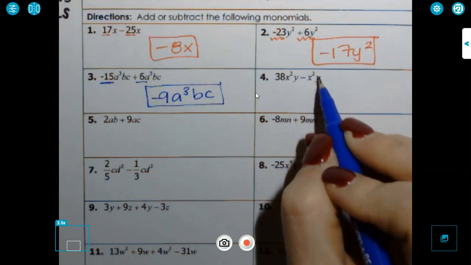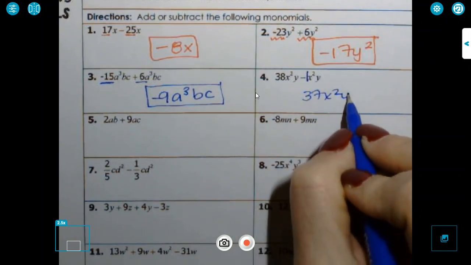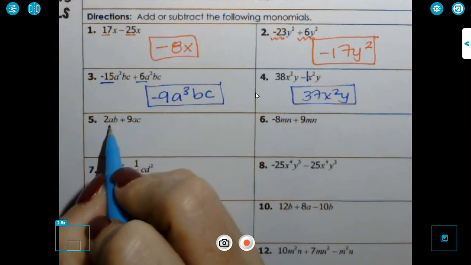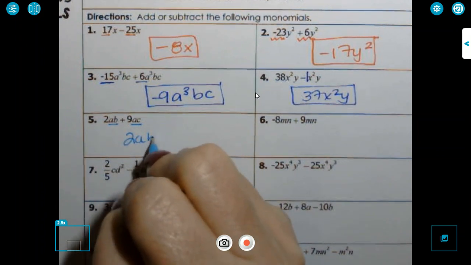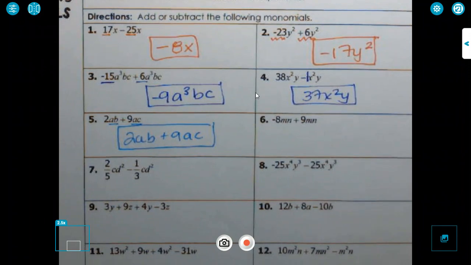38x squared y minus x squared y. So that's a 1. So they are the same. So it's just going to be 37x squared y. Okay, 2ab and 9ac. Okay, these are not alike. You've got ab and you've got ac. So if they are not alike, we cannot put them together. Therefore, the answer is simply the problem.